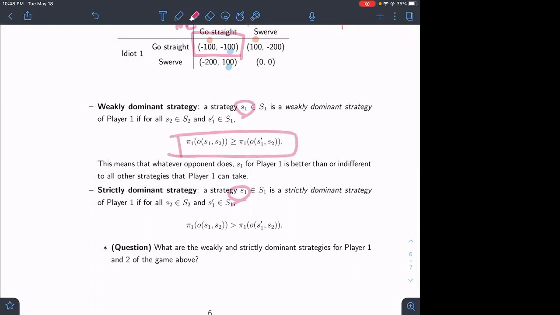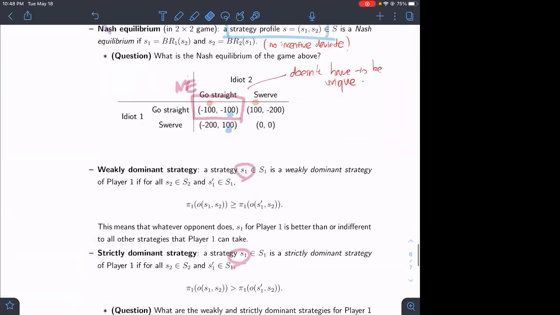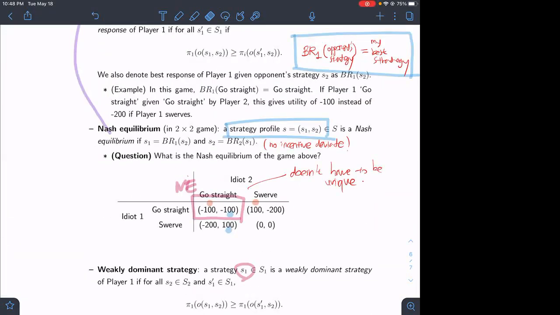There's dirty math here, but it's just saying that it is giving me the best payoff compared to other options. It is giving me strictly better payoffs compared to other options. This is just what I wrote here. Understanding English is much better than this dirty math. So what are the weakly and strictly dominant strategies for players 1 and 2 of the game above? Can you find the weakly dominant strategy for player 1?